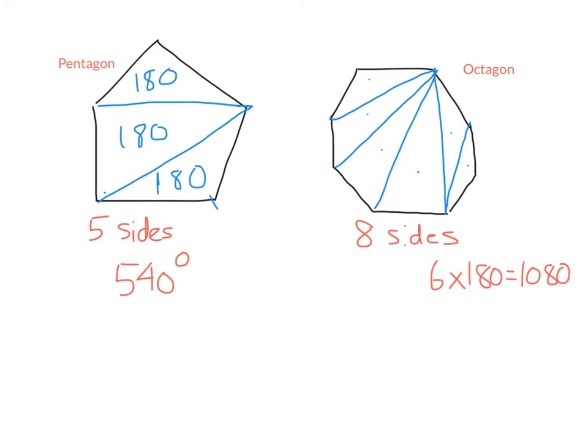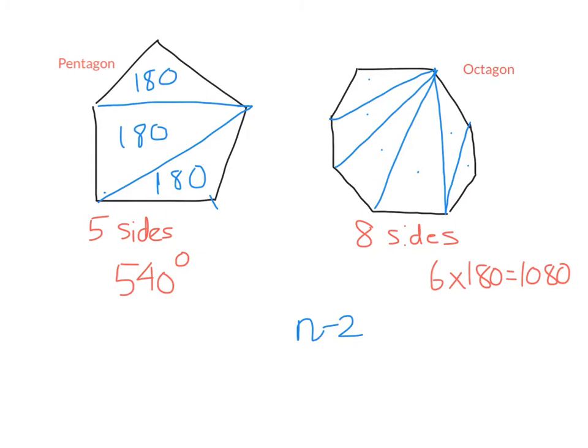What if the shape had a different number of sides? If we let n be the number of sides that a polygon has, the number of triangles we can divide it into is n minus 2. For 5 sides, we had 3 triangles. For 8 sides, we had 6 triangles. If you had a 20-sided shape, you could divide it into 18 triangles.